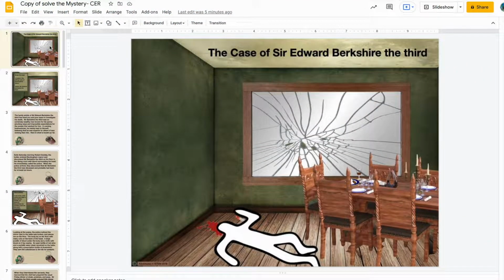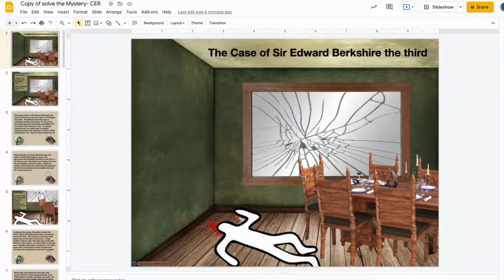So to help my students understand how to write a CER, the first time I introduce it, I play on my students' love and interest of CSI investigations and solving a case. So I created a sort of a clue, solve the case CSI investigation style, where my students have to figure out what happened to Sir Edward Berkshire III.